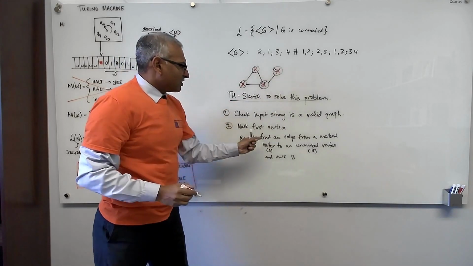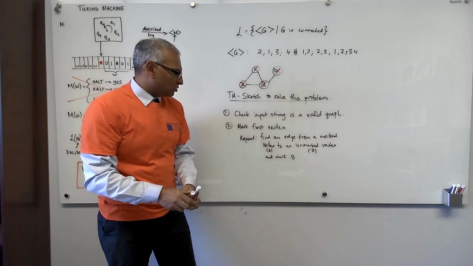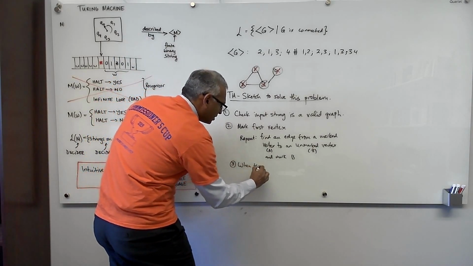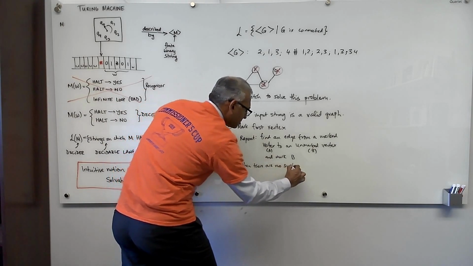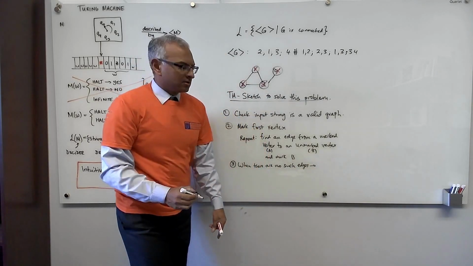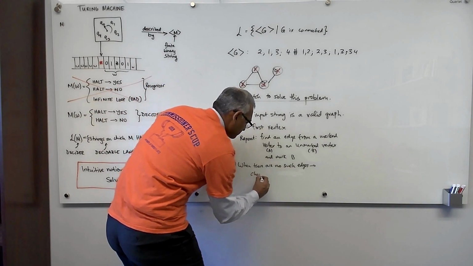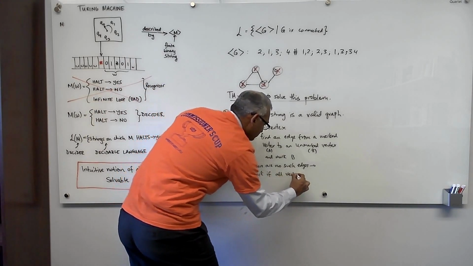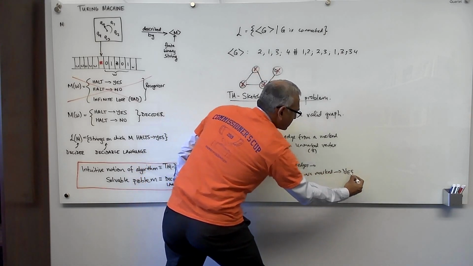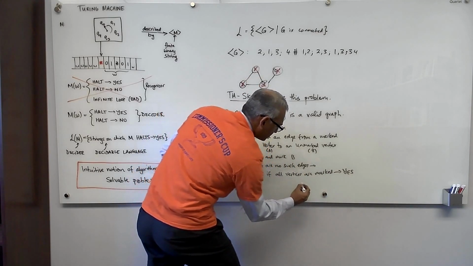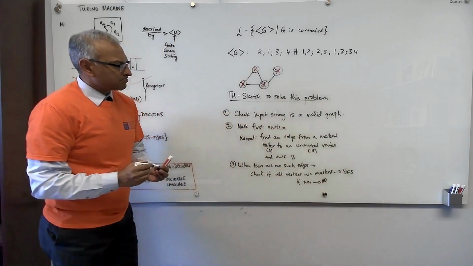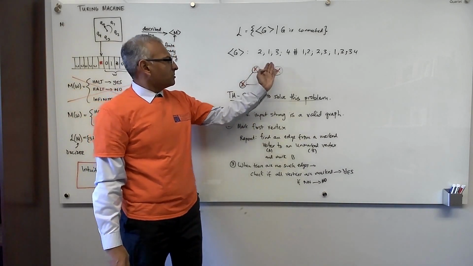Mark the unmarked vertex. Find an edge from a marked vertex to an unmarked vertex. Oh, there are no more. So the end of the algorithm is when there are no such edges. That means you now check if all vertices are marked. If so, you say yes. If not, you say no.